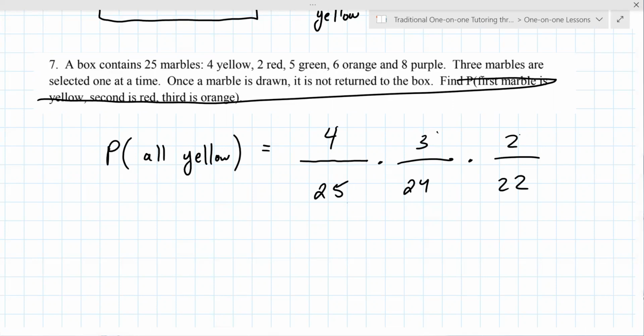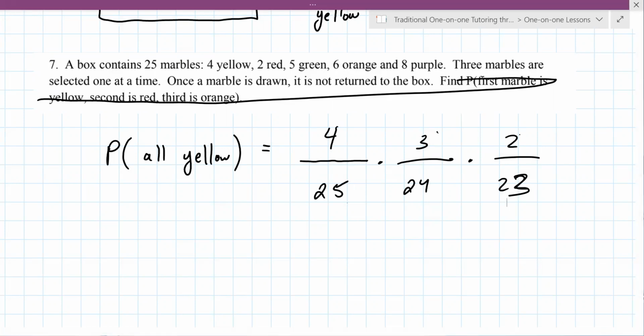Sorry, is the third number 22 or is it supposed to be 23? 23, sorry. Okay, I was making sure.